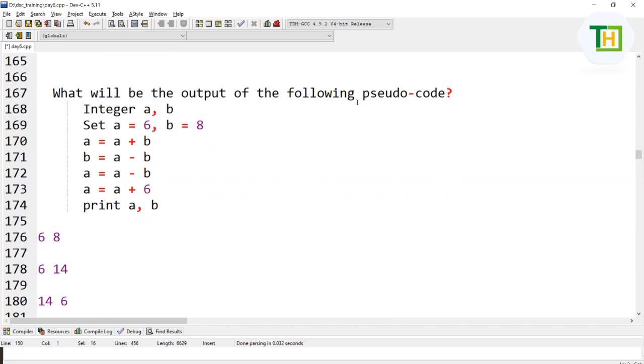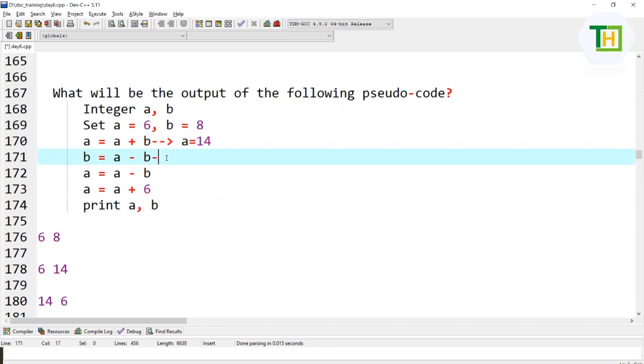And what will be the output of the following pseudocode? Integer A, B. A is 6 and B is 8. It is a simple modification here. A is equal to A plus B. That means it is going to be 14. A is going to be 14 here.